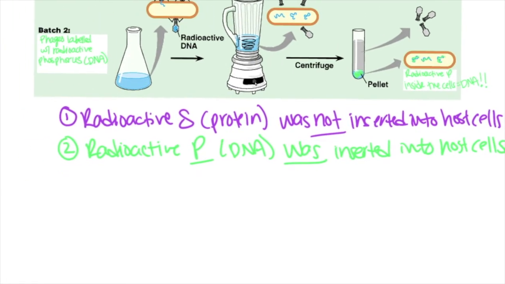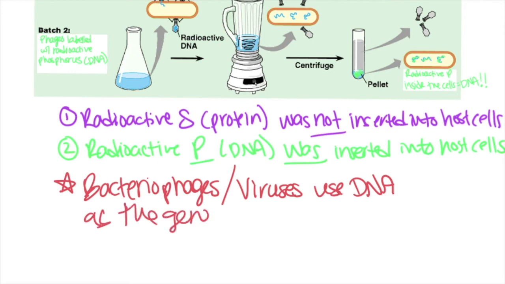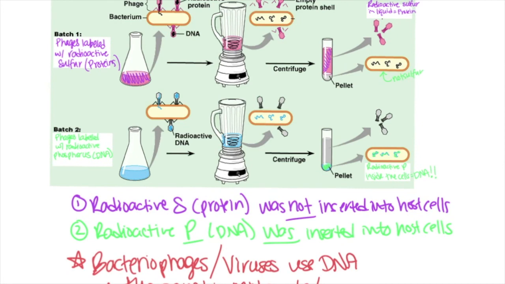And so therefore, the final conclusion, here we go: bacteriophages, which are viruses, use DNA as the genetic molecule. All right. Bam, we just solved the problem. We now know that DNA for sure is the genetic molecule used by viruses and therefore by all life, because viruses infect all living things with their genetic molecule, which is confirmed to be DNA.